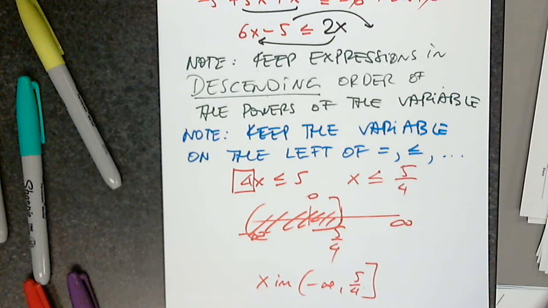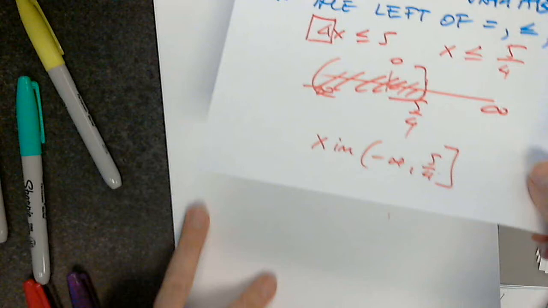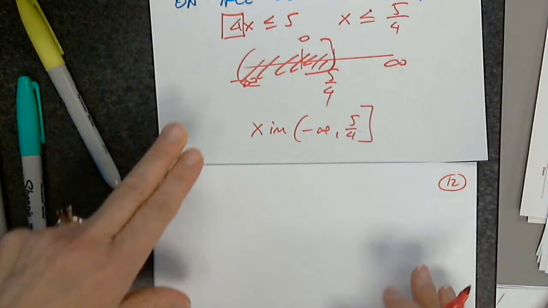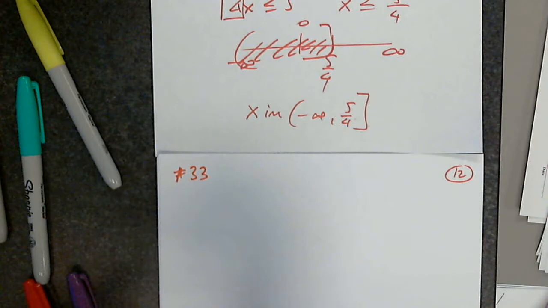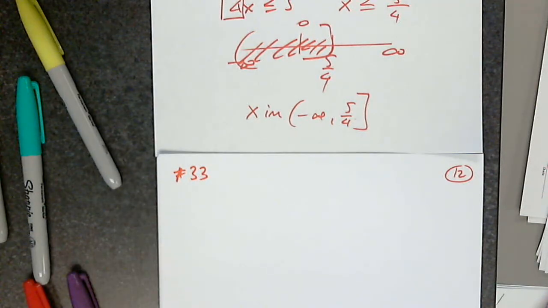Let's try at least to set up number 33. Yes, I know we only have 5 minutes left. Now, for next time, and I will email everyone, please try to finish everything. So next time, at least 1 hour, we use for reviewing for the test. Okay?